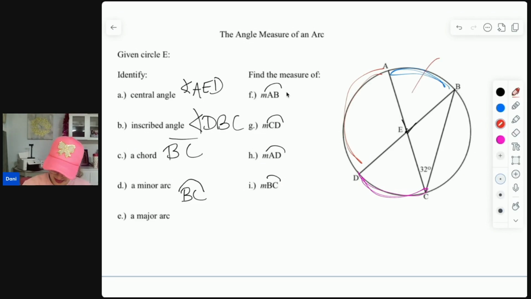Let me erase these. Oh my goodness. Erase. Okay. Oh, it keeps clicking off my eraser.